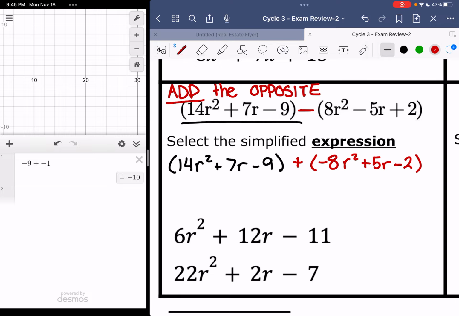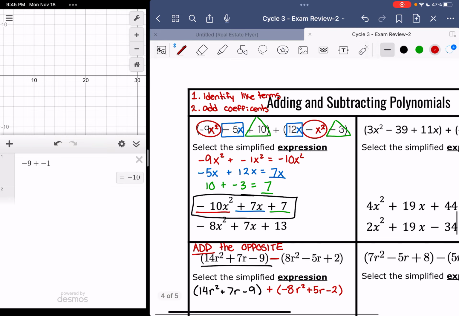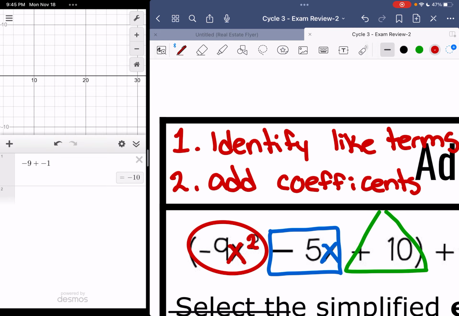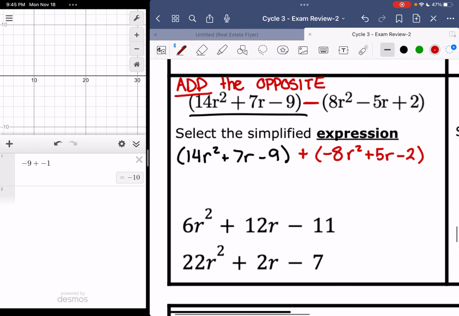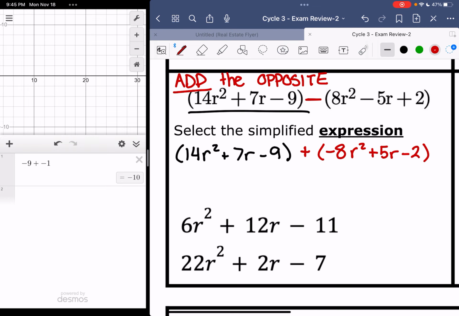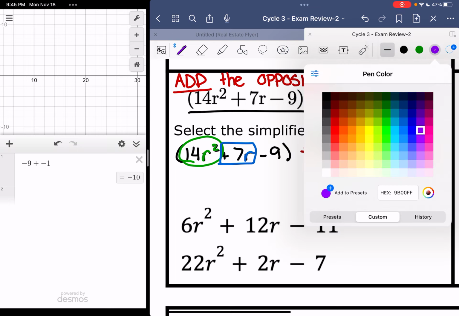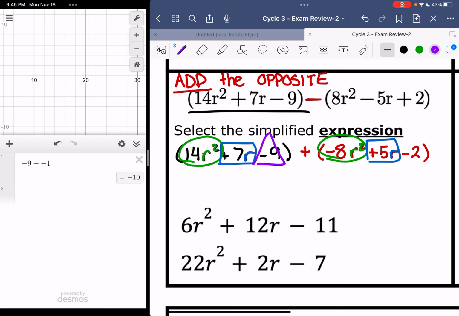At this point, I'm ready to just use my steps from adding again. So those will be, again, identifying like terms, adding coefficients. So I go down to my example, and I'm going to start identifying those like terms. I see 14r squared, negative 8r squared. I see 7r and 5r. And then last but not least, I see negative 9 and negative 2. Go ahead and add those together.